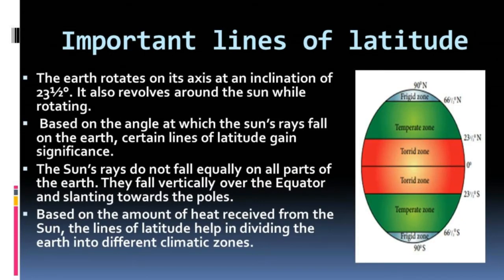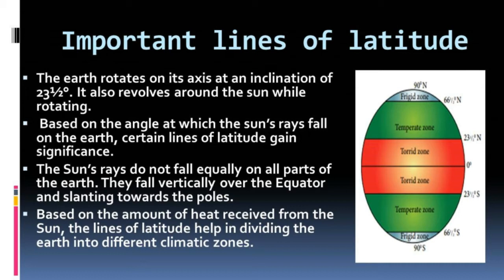Important lines of latitude. The earth rotates on its axis at an inclination of 23.5 degrees. It also revolves around the sun while rotating. Based on the angle at which the sun rays fall on the earth, certain lines of latitude gain significance. The sun's rays do not fall equally on all parts of the earth. They fall vertically over the equator and slanting towards the poles. Thus, all the places on earth do not have the same amount of temperature.